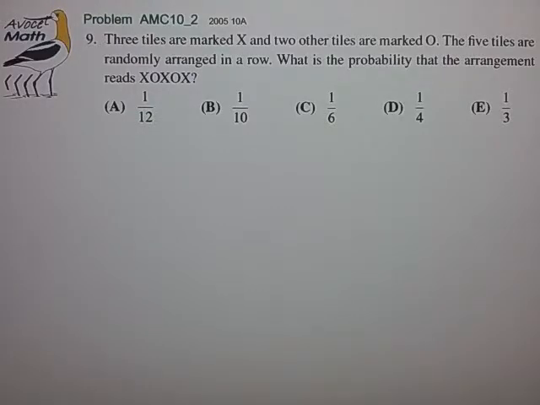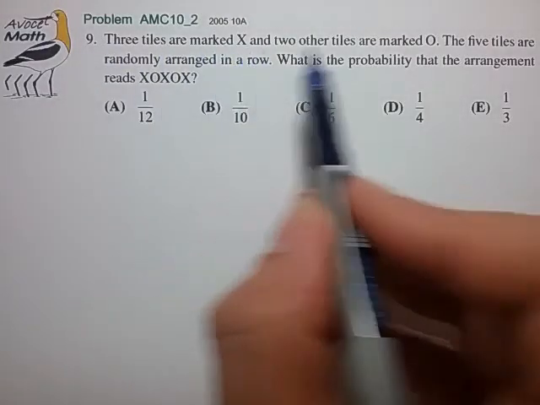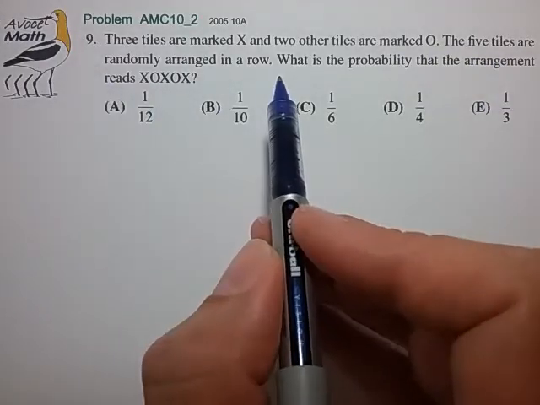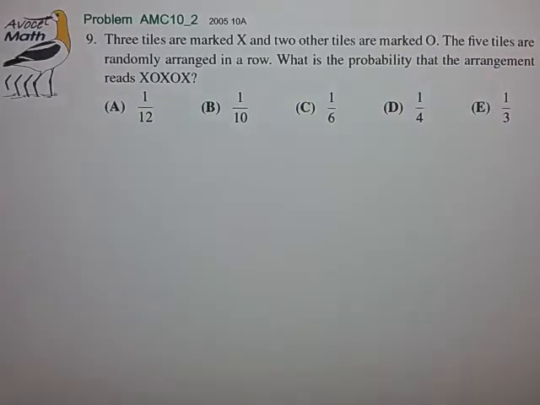In this video we're going to look at another problem from our set of AMC10 counting problems, and let's see what we have. 3 tiles are marked X and 2 other tiles are marked O, and the 5 tiles are randomly arranged in a row. What is the probability that the arrangement reads XO, XO, X?